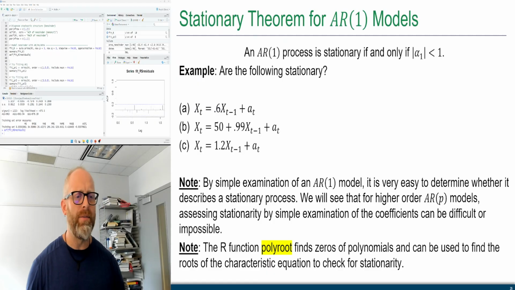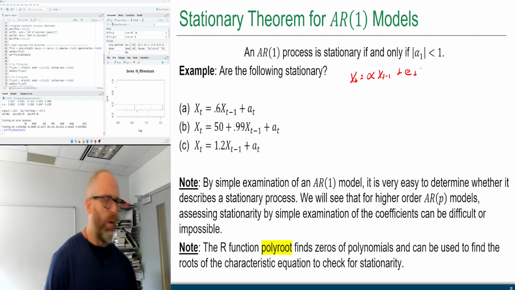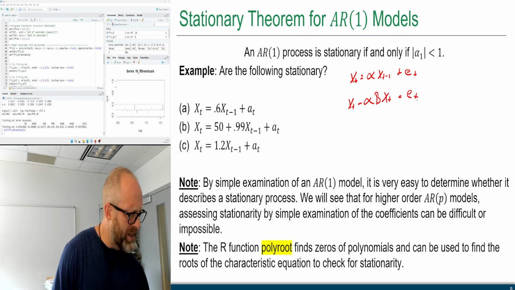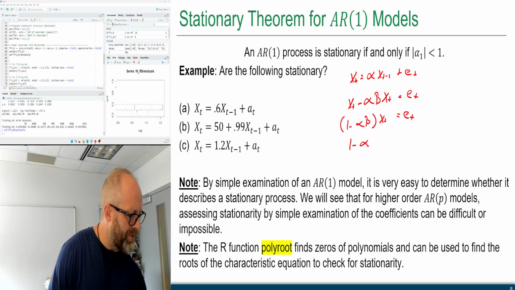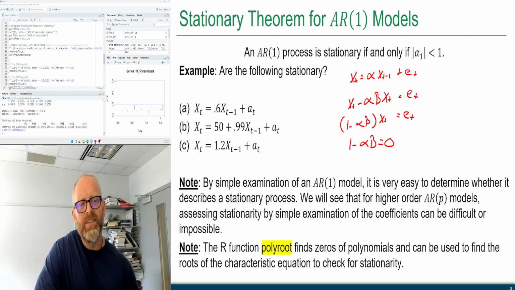So again, in terms of stationarity, an AR1 model, x_t is equal to alpha x_(t-1) plus some error term e_t. Writing this in the backward shift notation, this is x_t minus alpha B x_t is equal to e_t, which means I can rewrite this as (1 minus alpha B) x_t is equal to e_t. So we look at when is 1 minus alpha B equal to 0. What are the values of B that I can plug in? Well, it's going to be dependent on what alpha is.